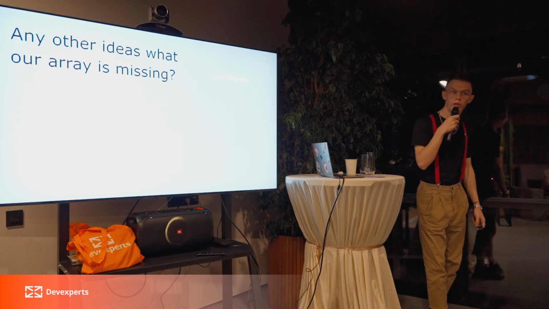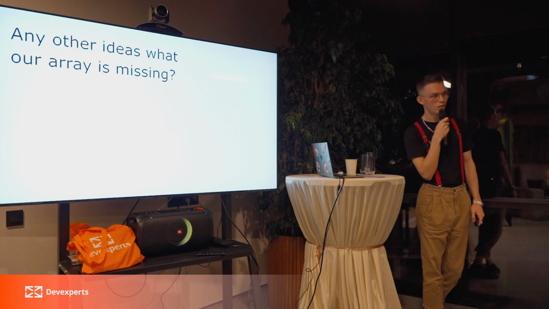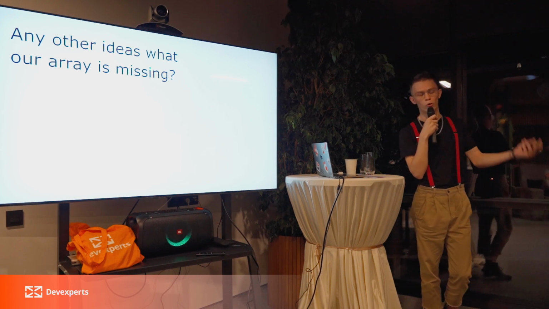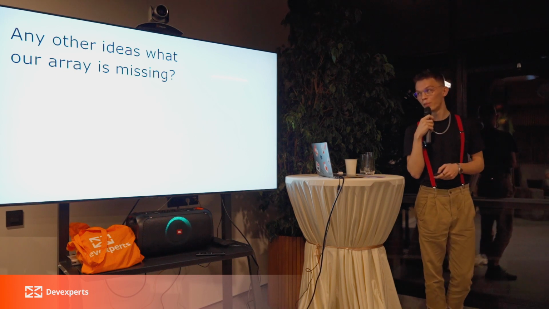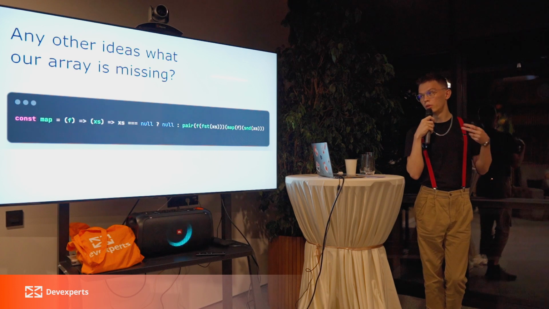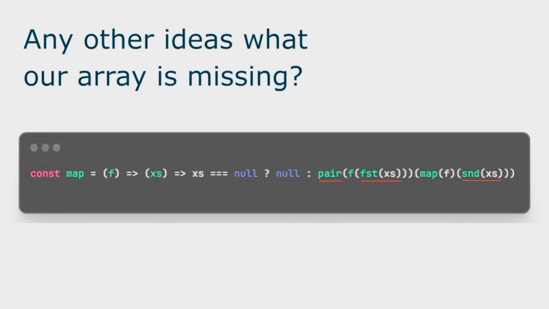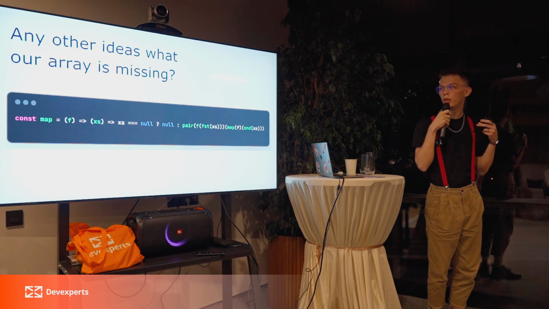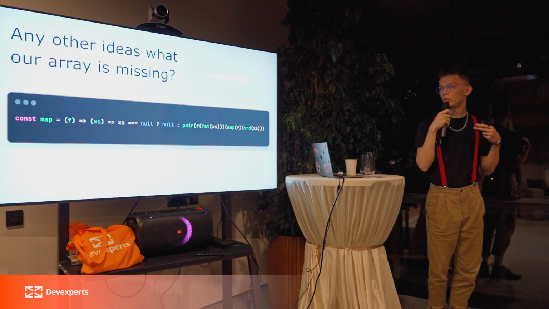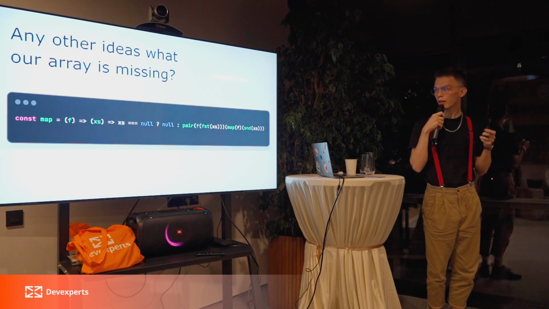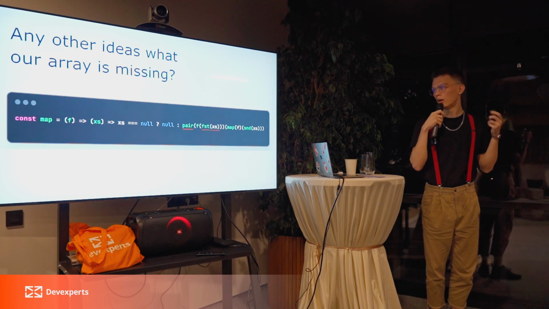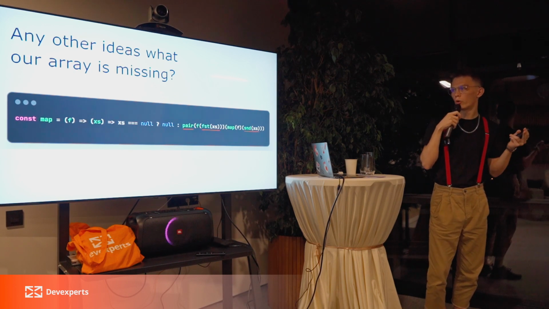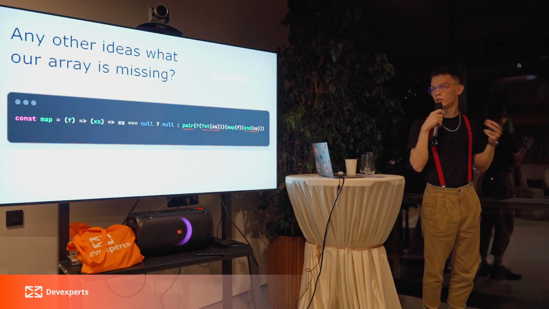Any other ideas what our array is missing? Split? No, in my opinion, the most used array method in my work was map. Here we have a function which gets two arguments. The first one is a function which will be applied to our elements, and the second one is our array. Here we're using recursion, and here we create a new pair, apply our function to the first element, and call our map using recursion with the rest of our array.